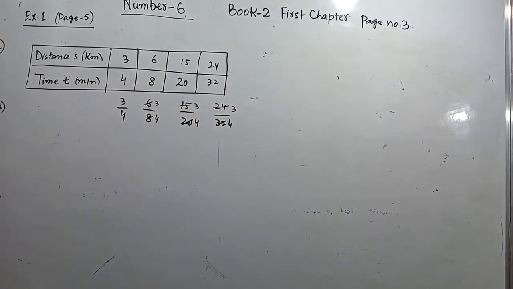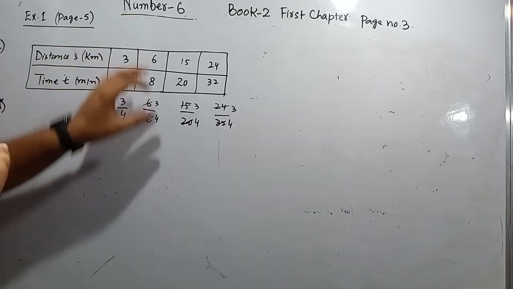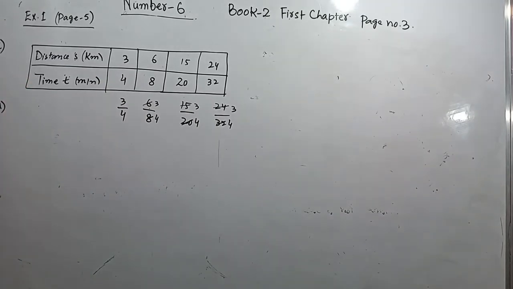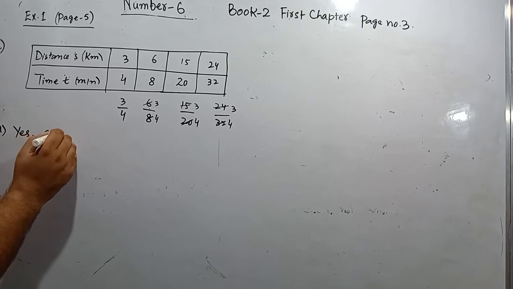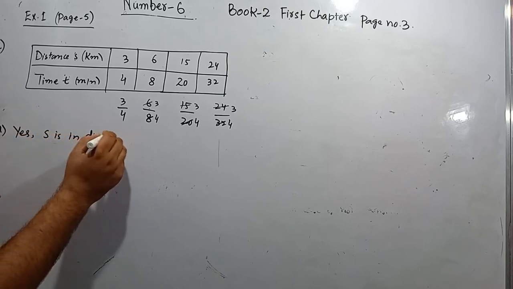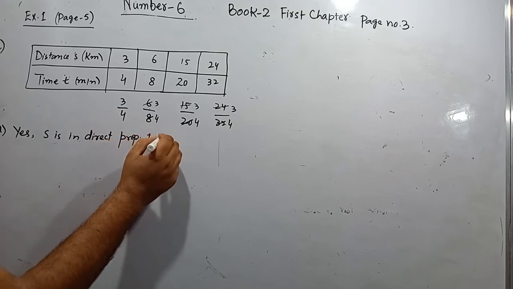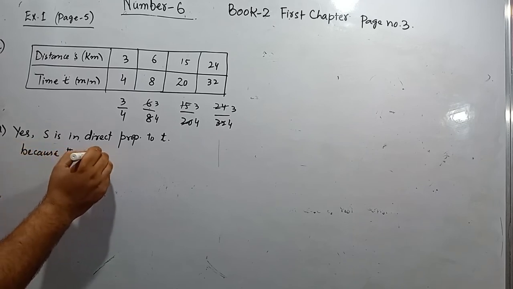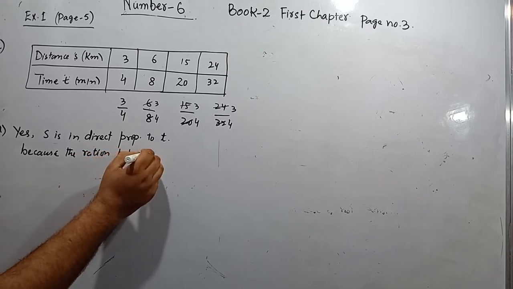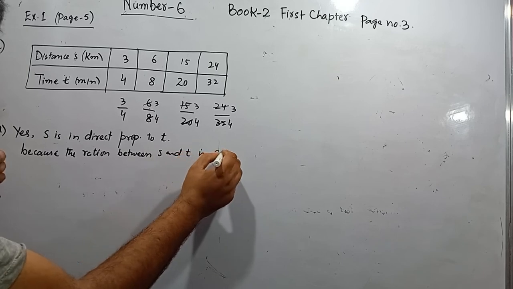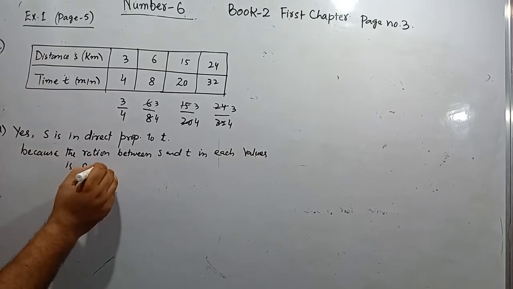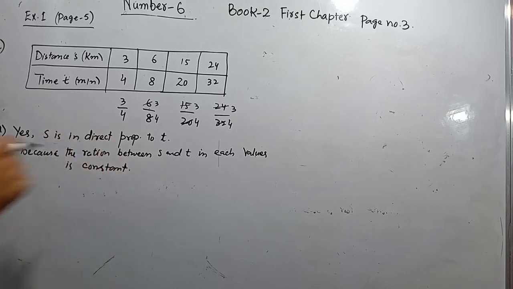So always you can see in each corresponding value, in each case we are getting the same ratio. So we can say S is in direct proportion to T. So for part A I can say yes, S is in direct proportion to T. Give reasons: because the ratio between S and T in each case is constant. This is the reason for your answer.